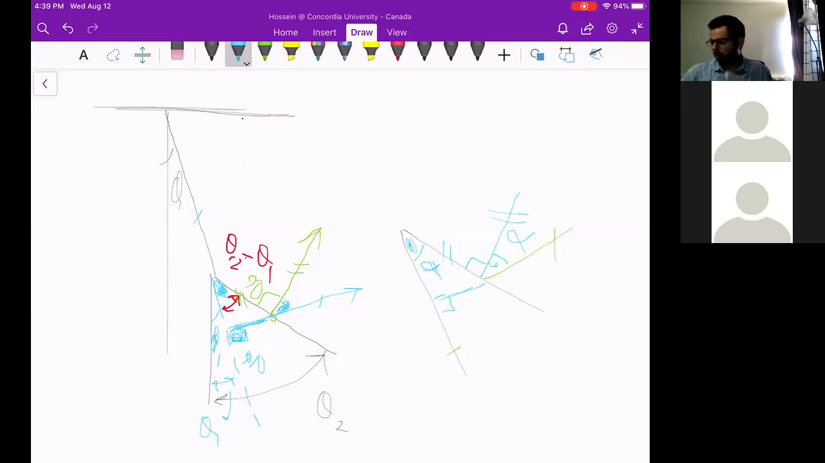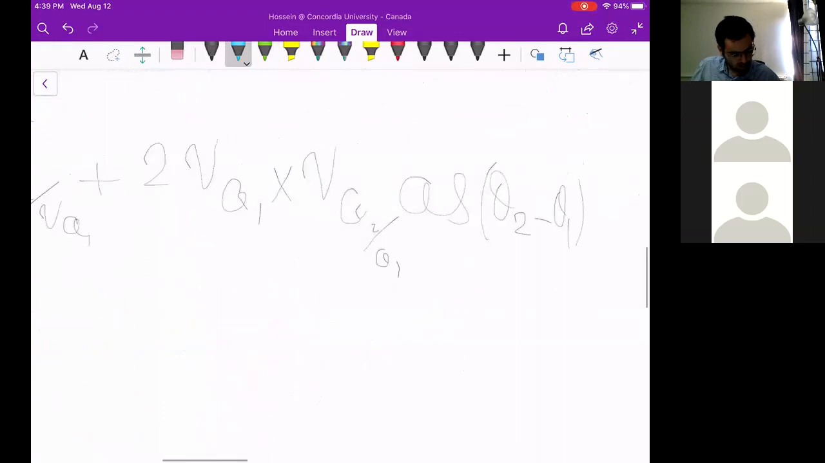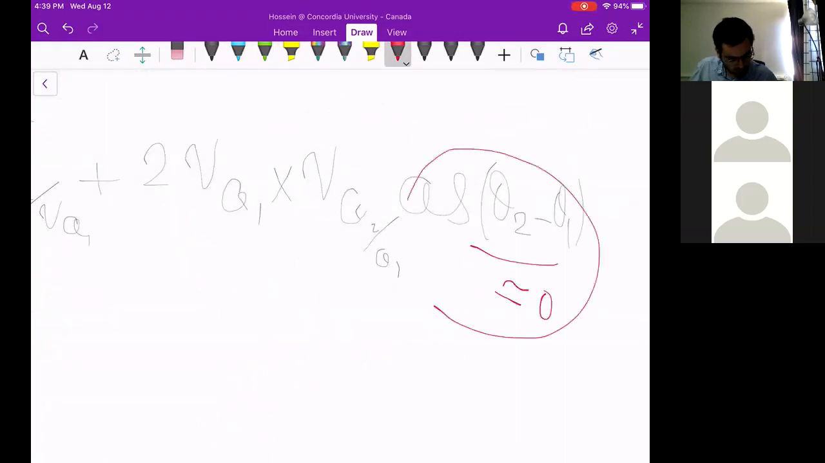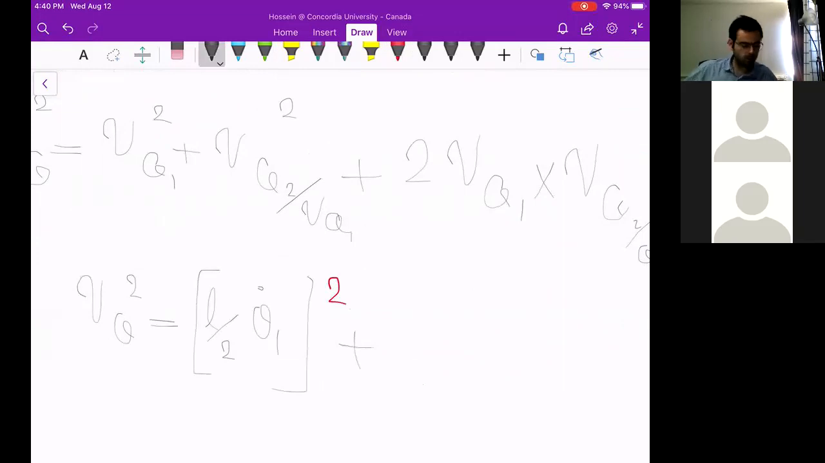So the formula for the cosine law, yes, cosine theta, exactly. So the formula is correct. So here it's just almost 0. Cosine 0 is 1. Vg squared: Vg1 is half L theta dot 1, squared, plus Vg2 with respect to the relative velocity, which we obtain as half L theta dot 2, squared.